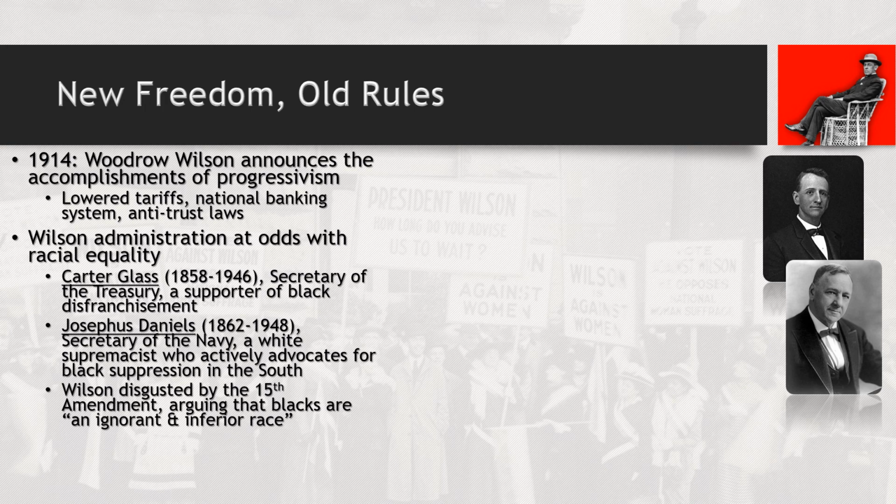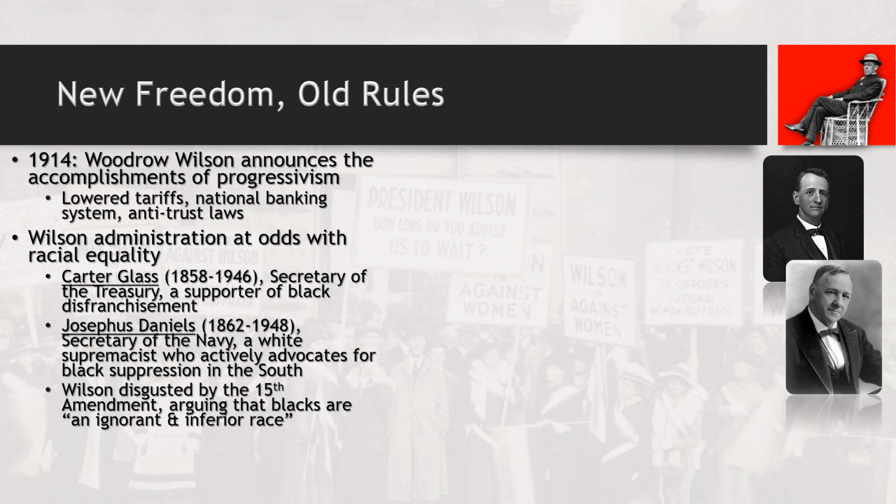And Wilson himself is quoted as saying that he is disgusted by the 15th Amendment in particular, and that African Americans are, quote, an ignorant and inferior race. So when it comes to Wilson's direct relationship with African Americans in the United States, it's hostile in most cases. Okay, it's not even so much neglectful as it is openly hostile.